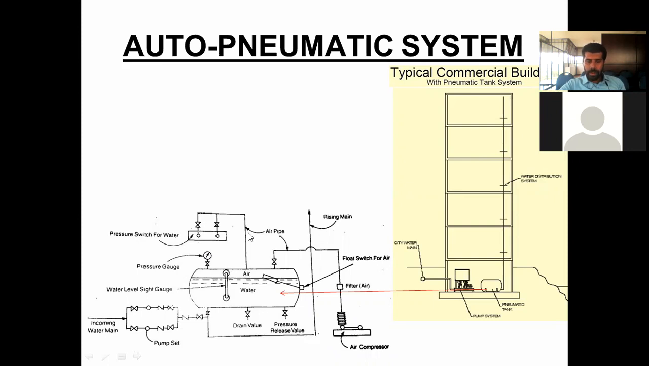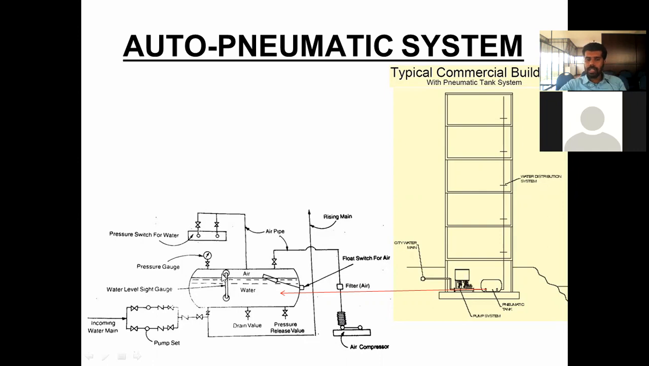There is an air pipe attached to the pressure switch for water. If there is a pressure drop, the pressure switch can activate and we can give compressed air. You can see here there is an air compressor. When there is a deficiency of compressed air, automatically this air compressor will turn on. It will start and give sufficient compressed air to this tank.